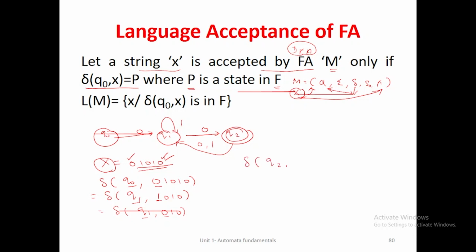So delta-hat of q2, the remaining string is 1 0. q2 on 1 goes to the q1 state. So from q1 the remaining string is 0. Now you refer to q1 on 0, which gives q2. So what is the final state of this given finite automata? It is q2. After checking all the input symbols by applying the transitions, I reach the state q2, where q2 is the final state. So this is the language acceptance of finite automata.